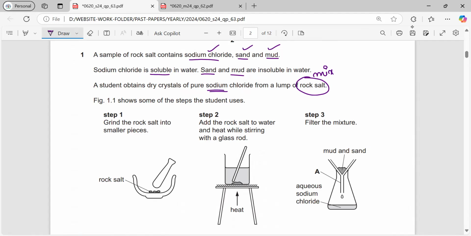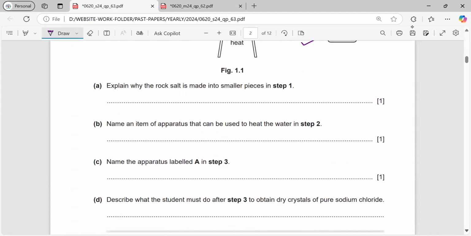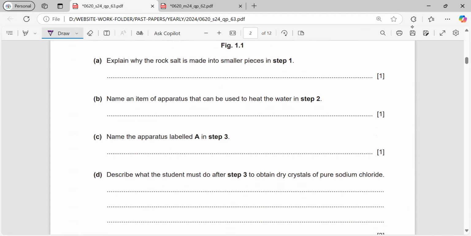So, figure 1.1 shows some of the steps the student uses. First of all, a student grinds the rock salt into small pieces. Step 2, add the rock salt to water and heat while stirring with a glass rod. Filter the mixture. So mud and sand will remain in the residue, and in the filtrate we get aqueous sodium chloride, which we can later crystallize. So this a student does to obtain the crystals of sodium chloride. Now let's see what the questions are.